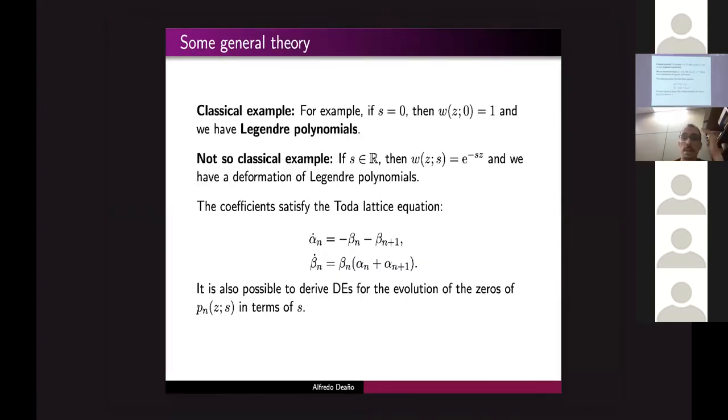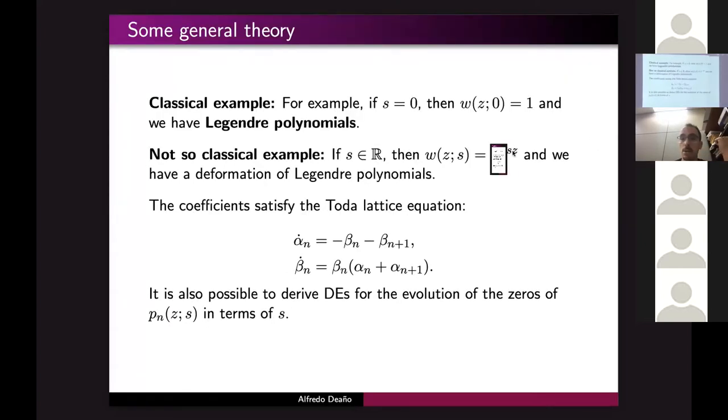A very classical example, of course, in this weight function, you put s equal to zero, then you have Legendre. Okay, so nothing new there. If you put a real parameter here, then you don't have a classical family anymore. You have some exponential deformation of Legendre polynomials. So this deformation from the point of view of orthogonal polynomials is a bit arbitrary. I mean, an exponential is a nice function, but so why would you consider such an exponential?